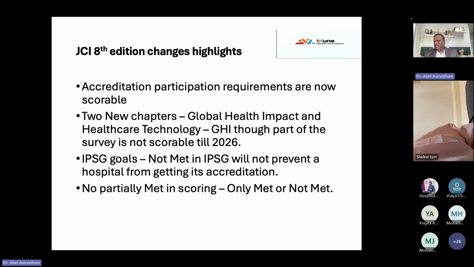Then IPSG goals, previously if any not met in IPSG goals, records will be held. So that is not there now. So not met in IPSG will not prevent a hospital from getting its accreditation, but it doesn't mean that we should neglect the IPSG goals. Don't take it in the other sense. And no partially met in scoring, it's only met or not met.